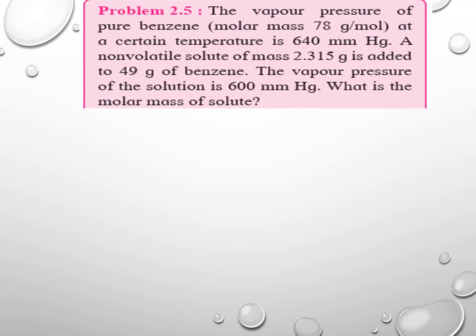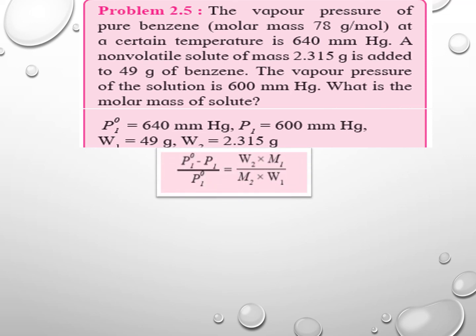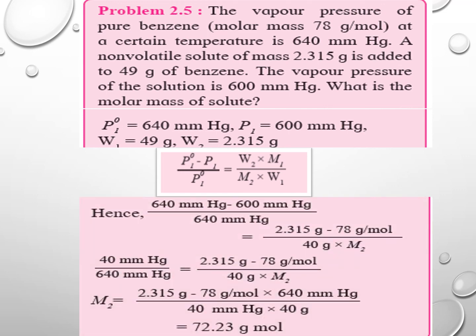Here your solvent is benzene, and your solute is a non-volatile solute. Again, let's first look at the data given to you. P1 naught, the vapor pressure of the pure solvent, is given to you. Then you have the vapor pressure of the solution given to you. Then the weight of both the solvent and the solute is given. The same formula will be applicable over here. You just need to substitute the values and rearrange your formula so as to calculate your value of M2. It comes to 72.23 grams per mole.